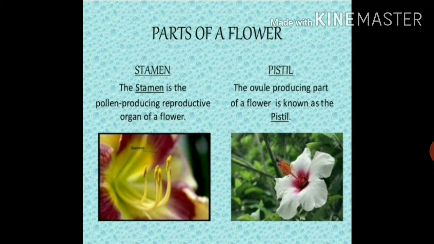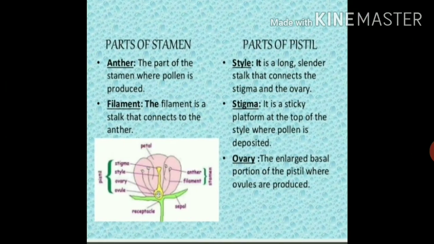The transfer of pollen grain from the anther of a stamen to the stigma of the pistil is called pollination. Okay, so let's learn about the different parts of a pistil. So parts of a pistil. The pistil consists of style, stigma and ovary.